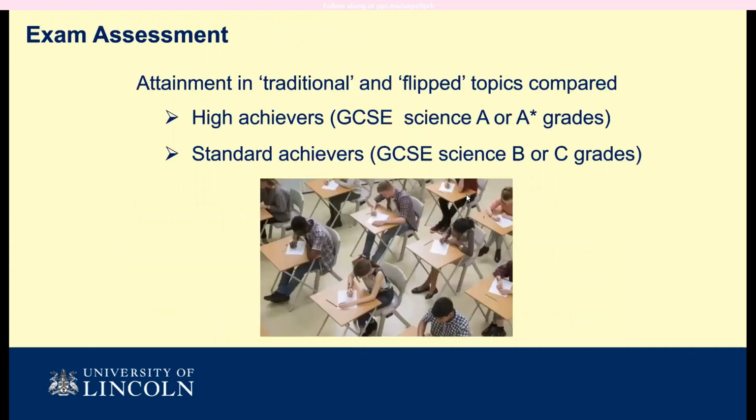But with the Science Foundation year students, often these are students who haven't done as well as they would have liked in the past. So we wanted to see what impact this would have on students who hadn't got the top grades before they came to see us. So when we analysed our results, we stratified the students into high achievers, which were students who'd previously got A or A star grades in their GCSEs, or the qualifications that they take when they're 16. And then we looked at standard achievers who'd got B or C grades at GCSE in their science.